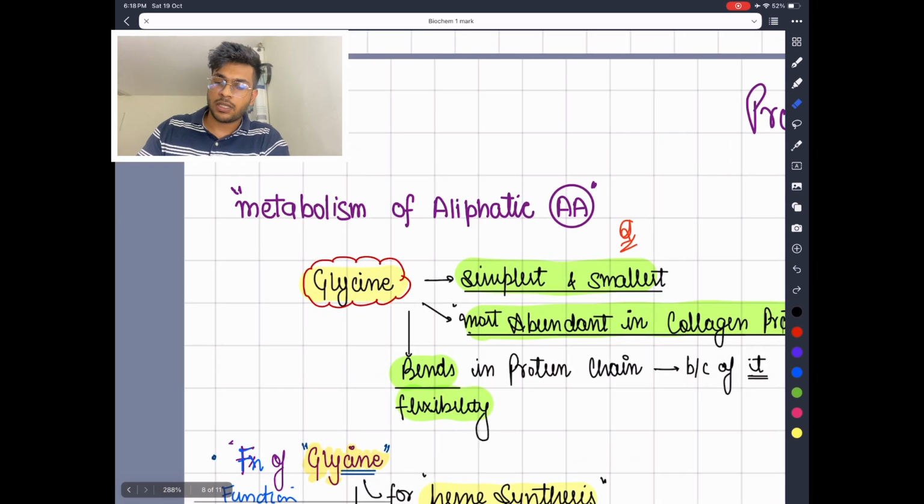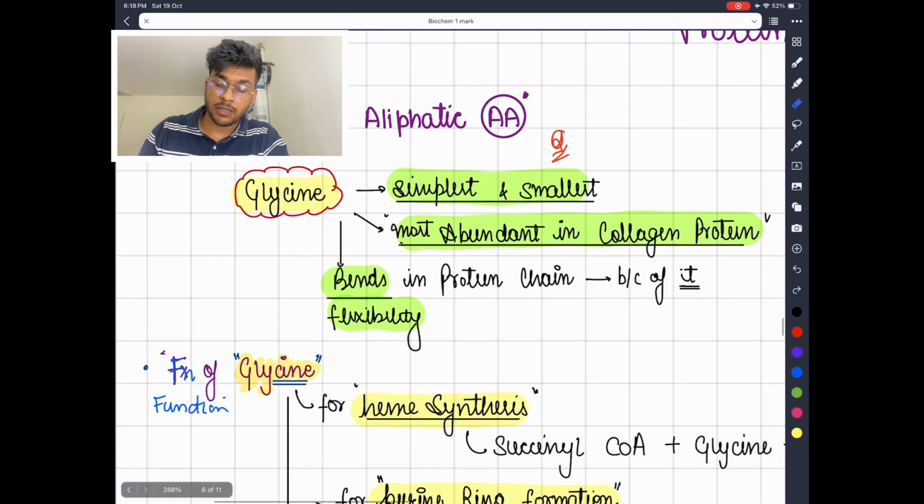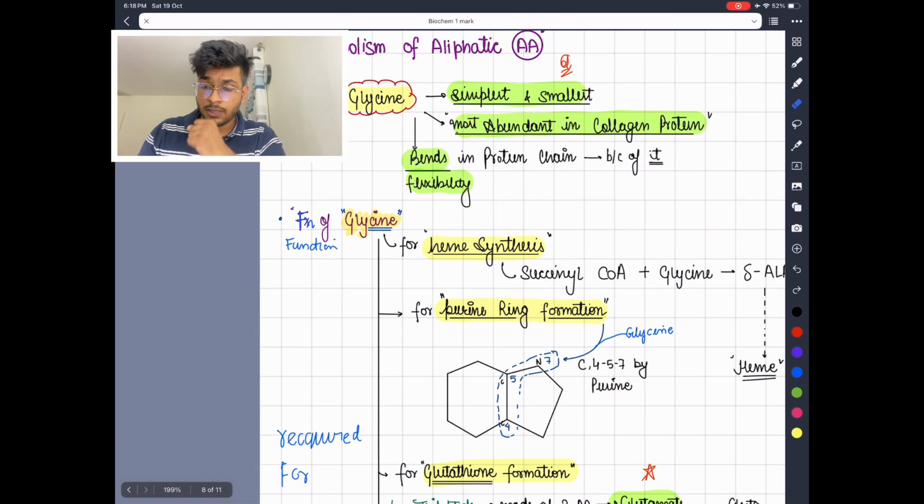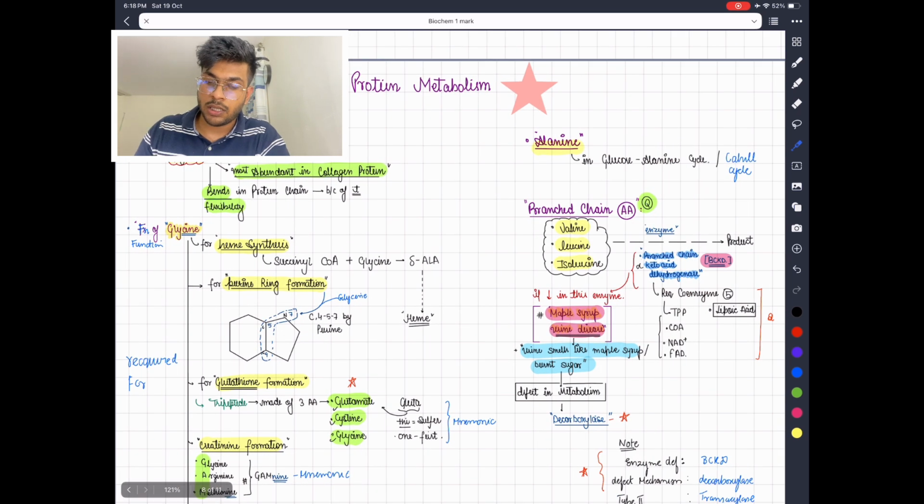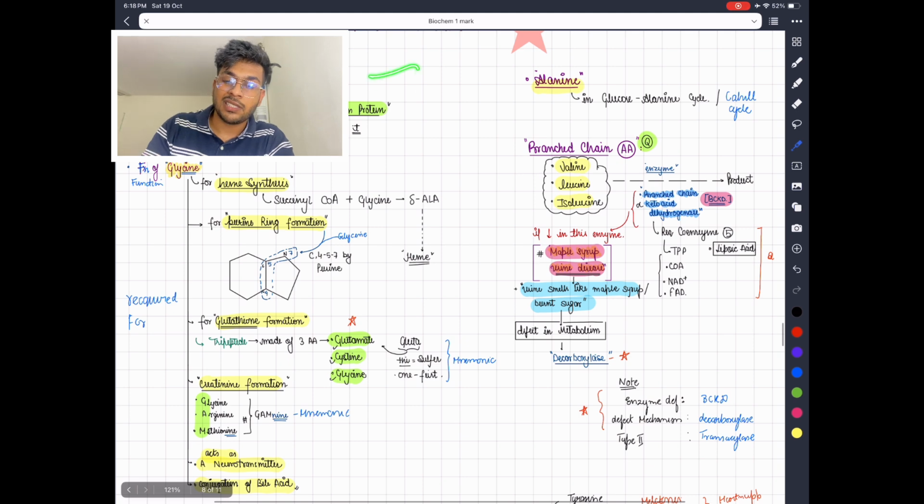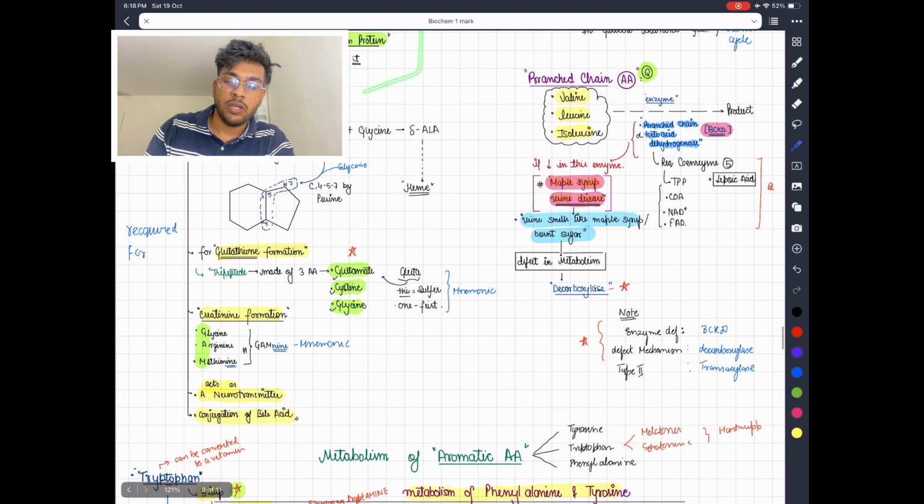First and foremost, the questions which can be asked about glycine are about facts of glycine, which is that it is the simplest and smallest. It is the most abundant in collagen protein. It is very flexible. That's why it fits into the protein chain, because of its flexibility. Okay, this can be asked potentially, or they will ask what is the function or what does it make.